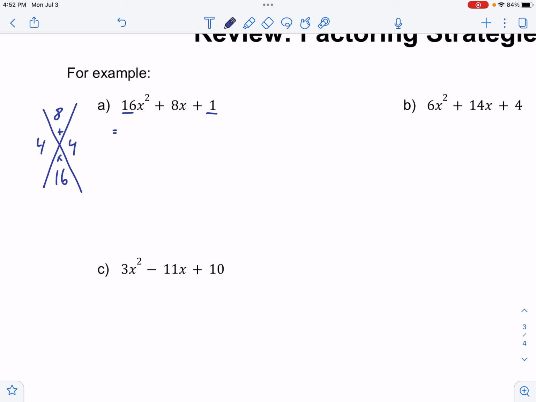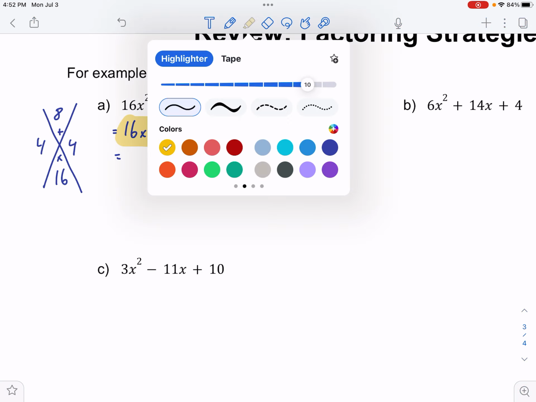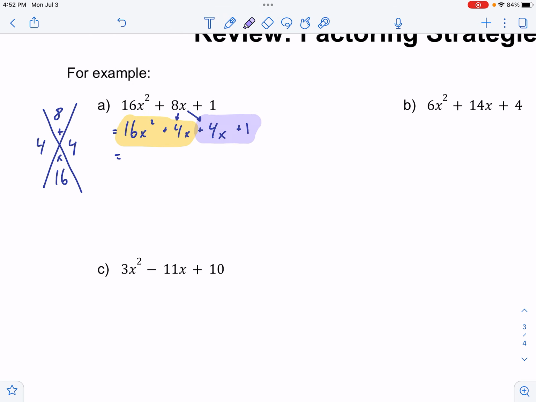So what I'm going to do here with decomposition is keep my first term and my last term the same. So 16x squared, and then I have a plus 1. But my 8x is going to be decomposed. I'm going to split it up into a 4x and a 4x. So 8x is being broken down into these two parts. Now I'm going to go back to our second strategy, which was factor by grouping, and I'm going to factor these two terms first, and then factor these two terms.